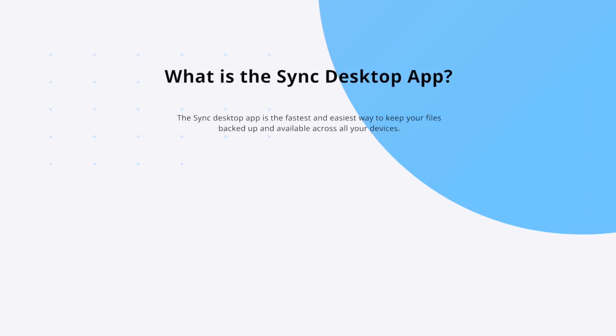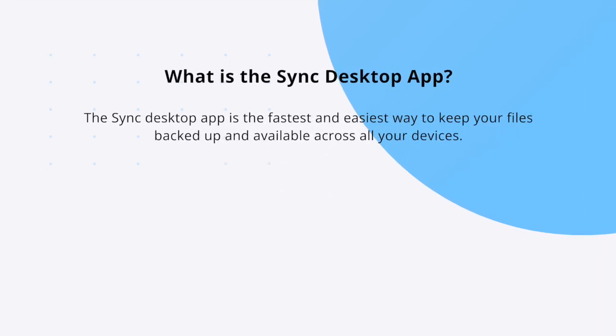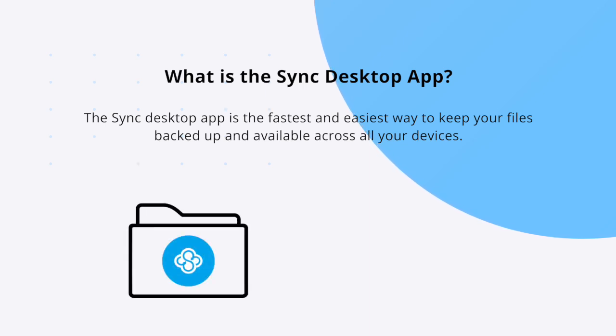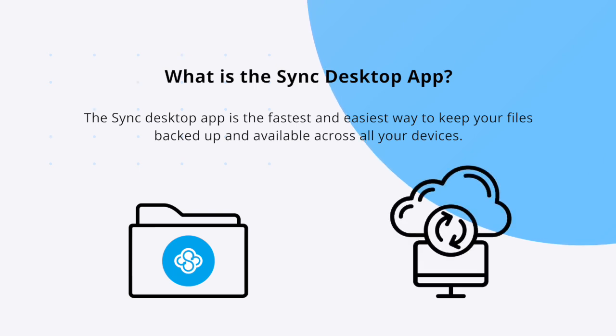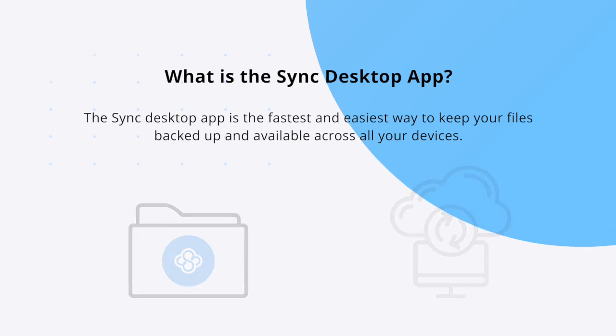So let's jump in. The Sync desktop app is the fastest and easiest way to keep your files backed up and available across all your devices. When you install the app, it creates a special Sync folder on your computer, just like any other folder you'd use on Windows File Explorer or Mac Finder. Anytime you add or update a file in that folder, it's automatically backed up to the cloud and instantly synced to your other devices running Sync.